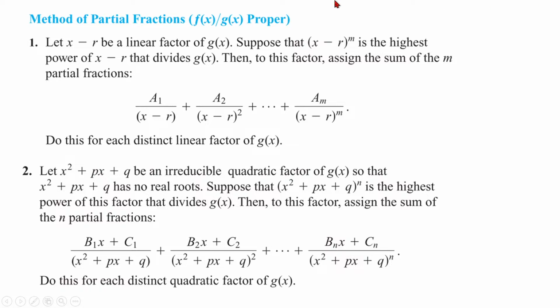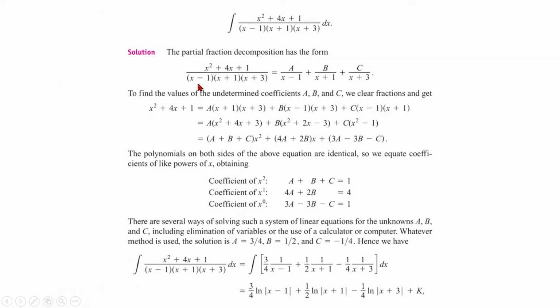Then let us look at the denominator. This denominator g of x is there, right? Because it is a polynomial, it can be broken down into multiple linear factors, something like this. This is a linear factor, this is a linear factor, this is a linear factor. Or it cannot be broken down into linear factors.